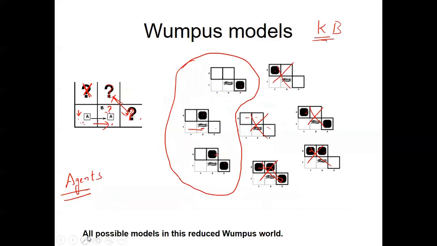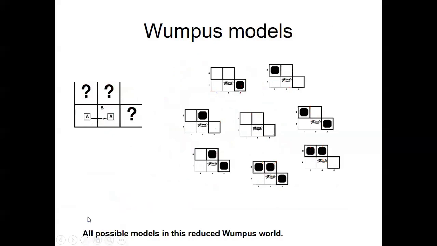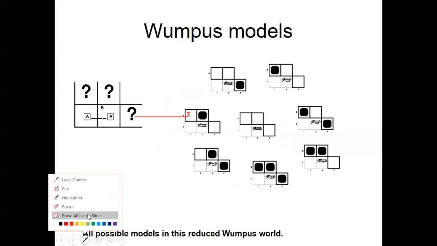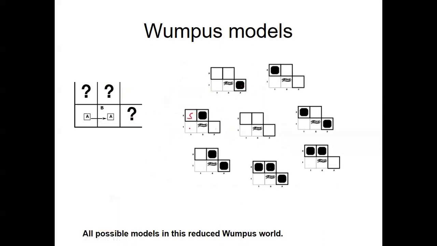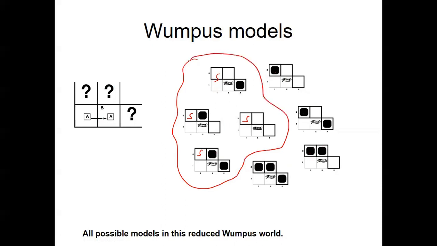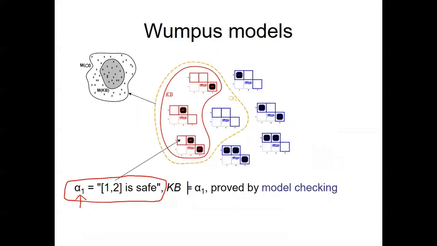See here. In which cells is 1, 2 safe? First of all, let us identify which is 1, 2. So this is 1, this is 2. So this is 1, 2. Where are the positions or states where 1, 2 is safe? Here 1, 2 is safe. There is no pit in our drawings. Here 1, 2 is safe. Here 1, 2 is not safe. So these are the worlds where 1, 2 is safe. That is how we got this alpha 1.